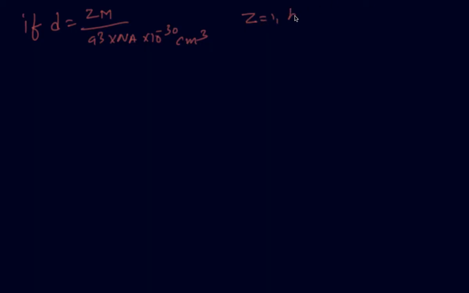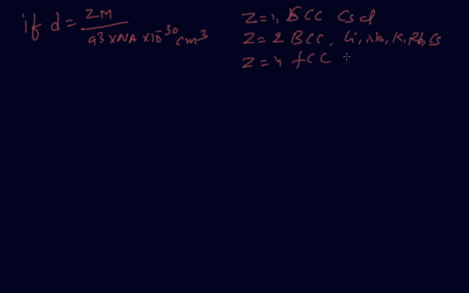When Z is equal to 1, that is the simple cubic cell, and its example is cesium chloride. When Z is equal to 2, then BCC, and its examples are lithium, sodium, potassium, rubidium, cesium. And when Z is equal to 4, that is FCC, and examples are nickel, copper, silver, gold, and also HCP. NaCl is also FCC.